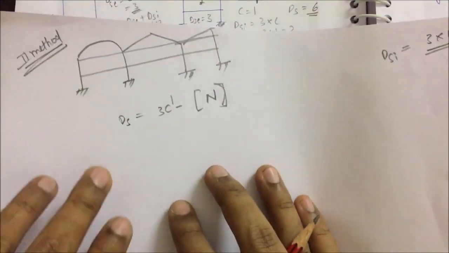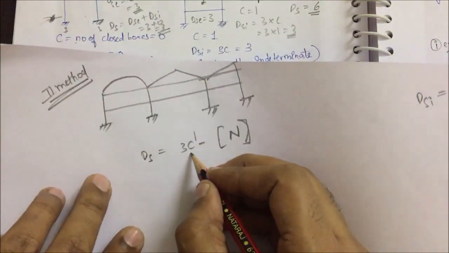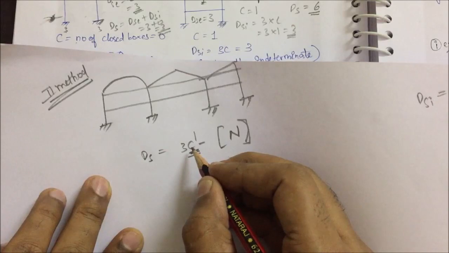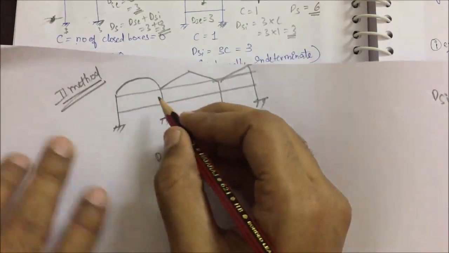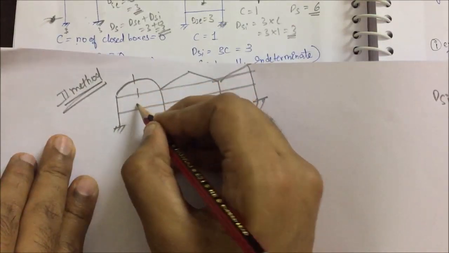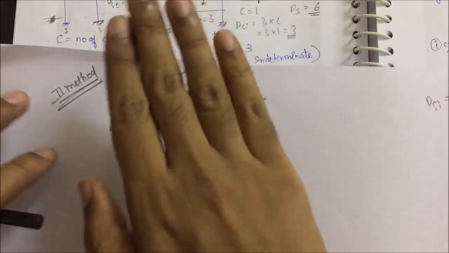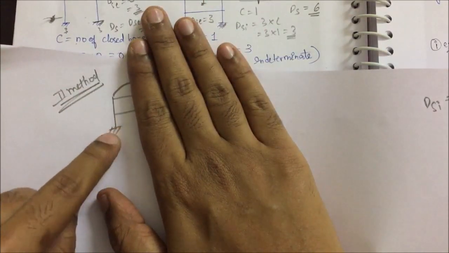I will explain each and every term. So, number of cuts you require. C' means the number of cuts you require to make it a stable cantilever. So what are you doing? You are cutting the structure. When you are cutting the structure, you should get stable cantilevers. If you are cutting like this, you can see this is a cantilever, right?